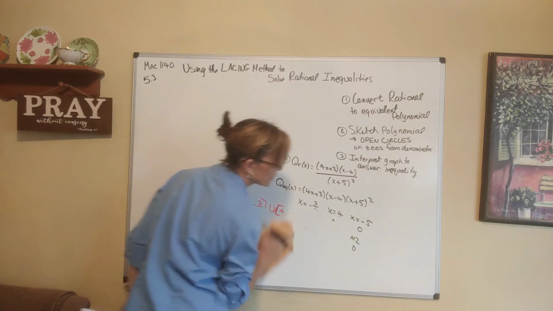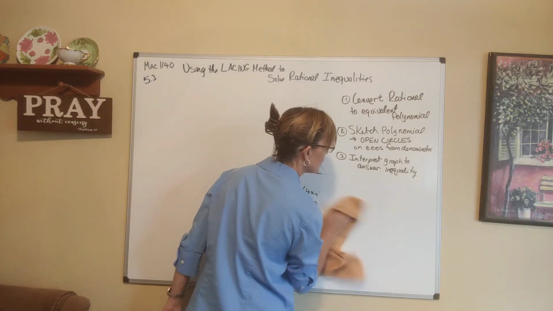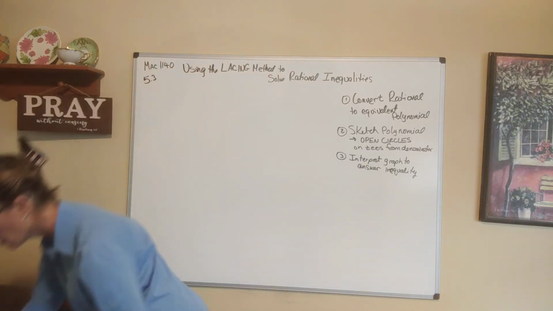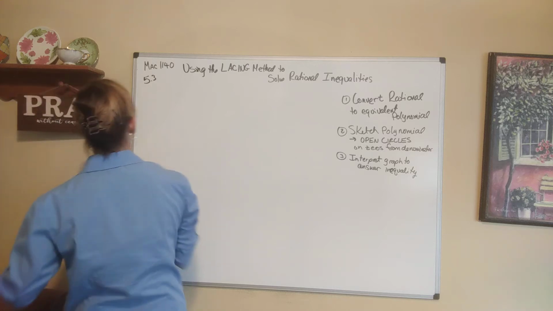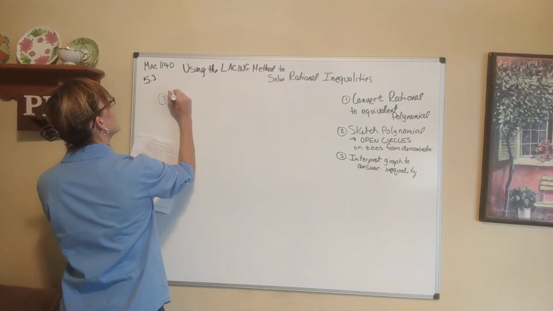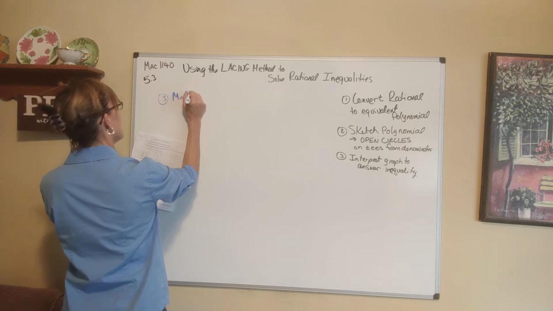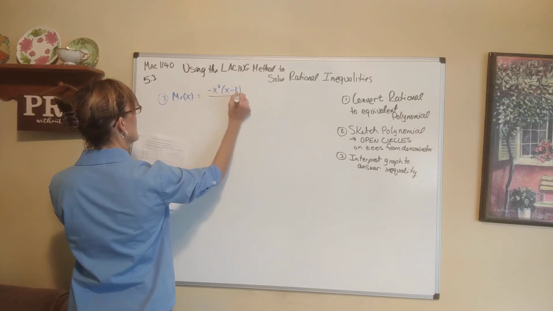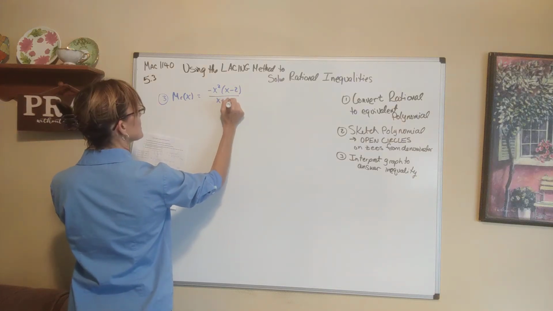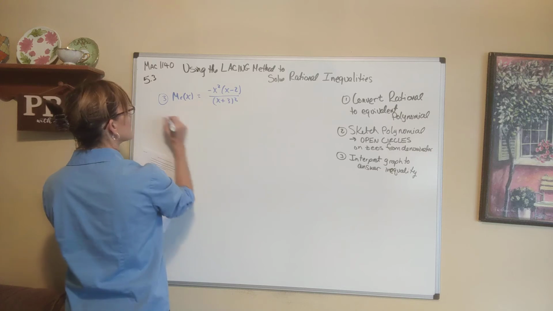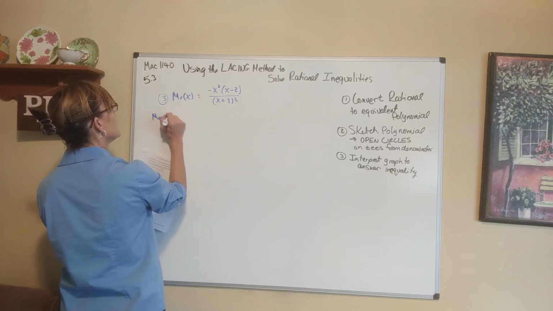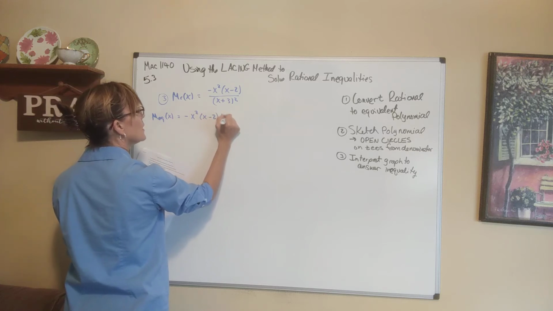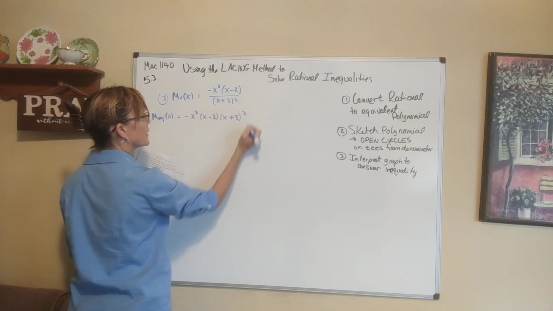I won't go through all 4 scenarios this time, just so that it's not a super long video. Number 3 is this one. M of x is negative x squared times x minus 2, all over x plus 3 squared. Equivalent polynomial form looks like negative x squared, x minus 2, x plus 3 squared.